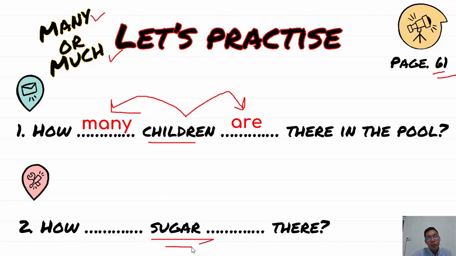How? This is sugar. Sugar is an uncountable noun, so we use much. How much sugar is there?